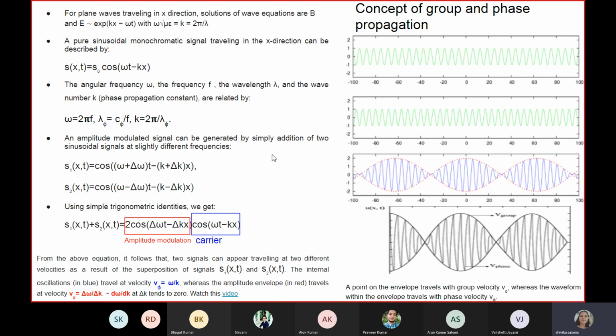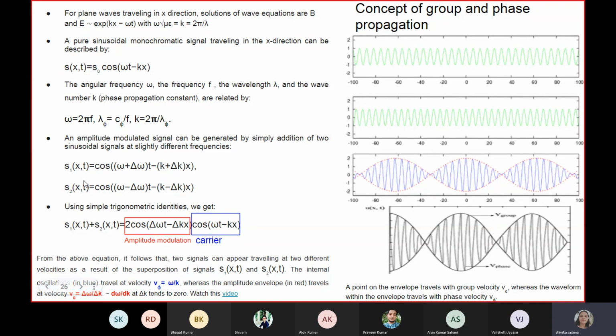Okay, so in GPS we have a carrier, and we have the code signal modulated on top of the carrier signal. So there is an amplitude modulation happening. This can be done by directly adding these two equations. This general equation can be written for two different frequencies.